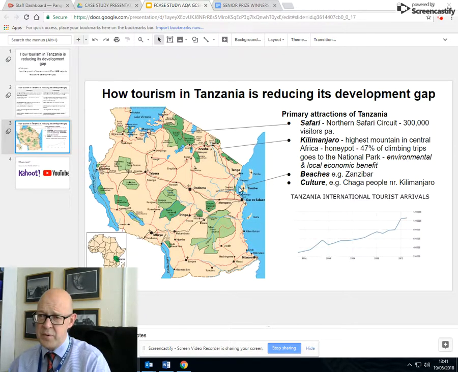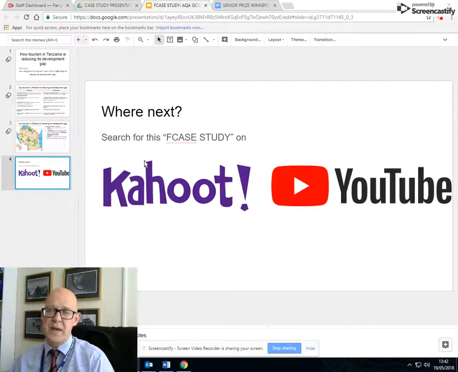Beaches, including the birthplace of Freddie Mercury. You won't remember who Freddie Mercury was. Zanzibar. And then, of course, culture. People go to visit the cultural areas around Kilimanjaro. The point is, a lot of these are very point specific honeypots that might draw people to those areas. There you go. Tanzania, tourism as a potential way of developing a country. I thank you.